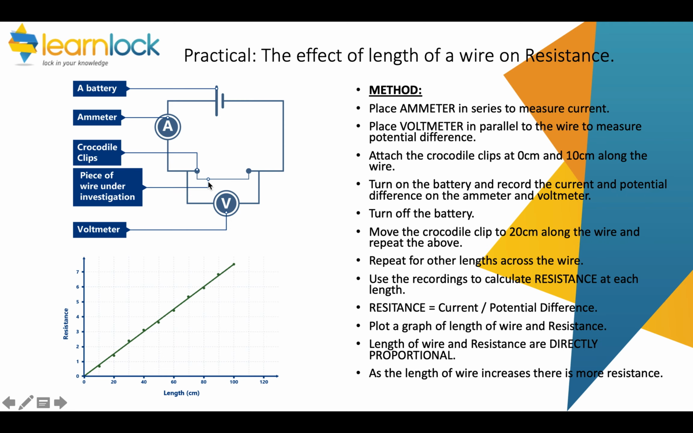Turn it off and then change the crocodile clip to 20 centimetres and repeat, and keep doing that, 30 centimetres, 40 centimetres and so on. Afterwards, you'll take those two readings of current and voltage and calculate the resistance. Remember, resistance is voltage or potential difference divided by current. You then plot a graph of resistance against the length of the wire and you'll find that they're directly proportional. So in other words, as you increase the length of wire, there's more resistance.